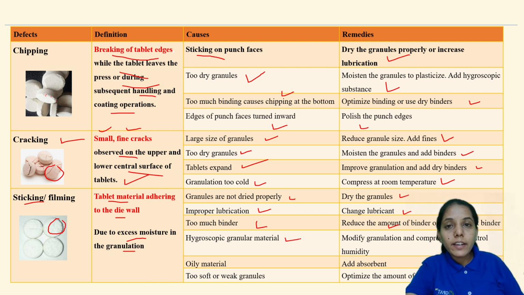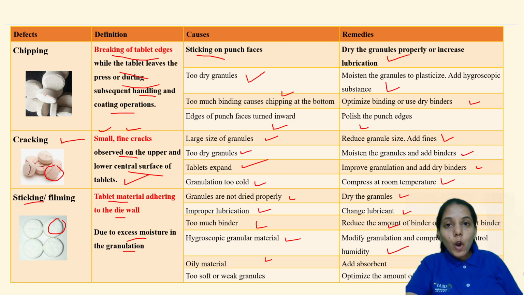Next is hygroscopic. Some material is present which is taking up moisture. Even if the granules are dried properly, from the point of granulation to the tablet compression, within that time, these granular materials are absorbing moisture from the environment. So that is hygroscopic granular material. We call it hygroscopic, which is taking up water molecules from the environment. So modify the granulation and compress under controlled humidity. Either we have to control the granulation or change the granulation step, or else we have to compress at controlled humidity where the moisture content will be less. Next is oily material.